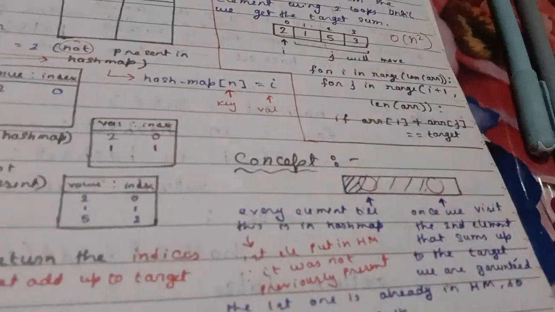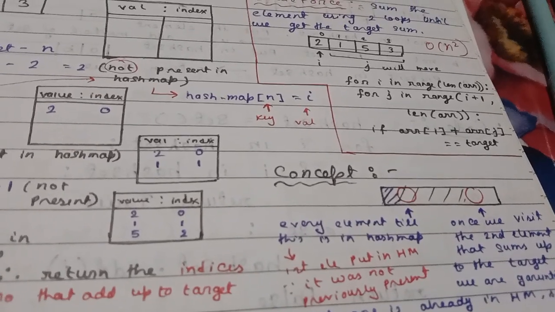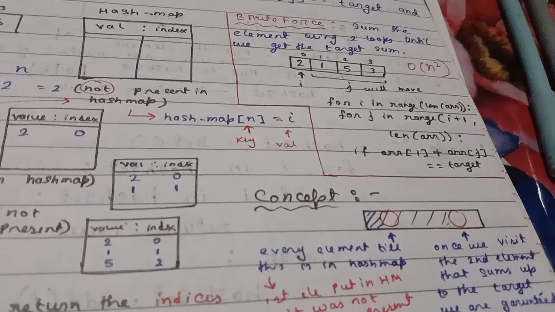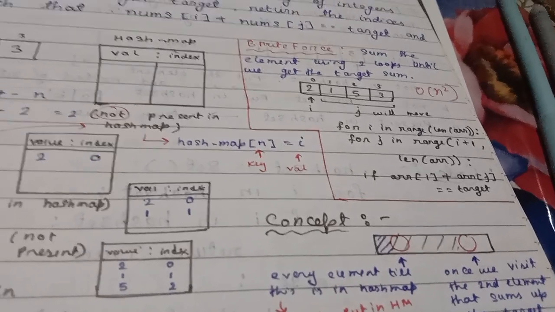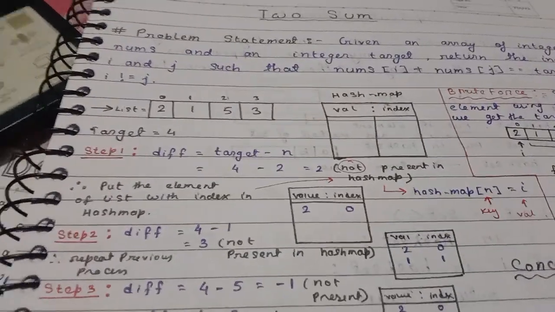So this is one brute force approach, but here we are going to do it in a more optimized way, because the time complexity here is big O n square, since one loop is inside another loop. Big O n square is a bad time complexity, so we can improve it using the optimized approach for this two sum question.